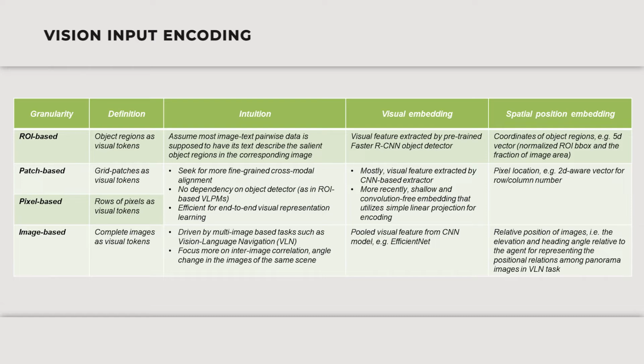In this table, we summarize four main types of visual representation granularity. The ROI-based VLPM uses object regions as visual tokens. ROI stands for region of interest. It assumes that most image-text pairwise data is supposed to have its text describe the salient object regions in the corresponding image. They normally apply a separate pre-trained Faster R-CNN-based object detector to detect the object regions and extract their visual features for representing the visual tokens.